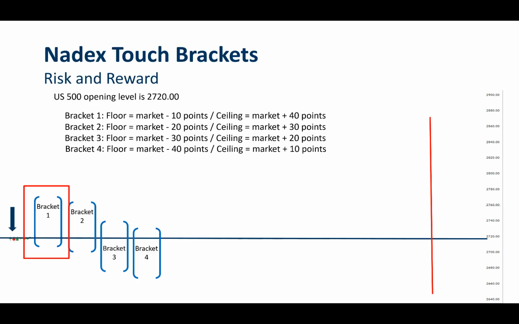One thing before we do that, I do want to point out, while I did say typically buyers will choose a floor closest to the underlying market, we always have to follow our trading plan. And in some cases, that floor may be too close to the underlying market, and we might want to choose a bracket that takes a little bit more risk but gives the market a little more room to breathe. So again, each trade is unique. Always follow your trading plan. Now let's take a closer look at bracket number 1.